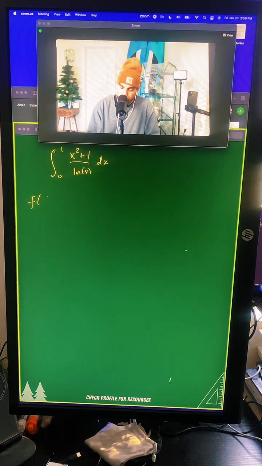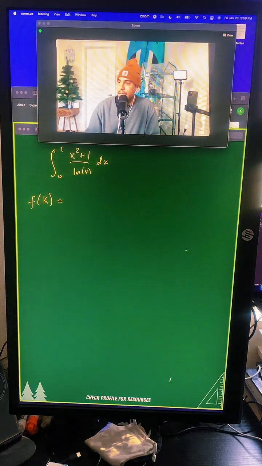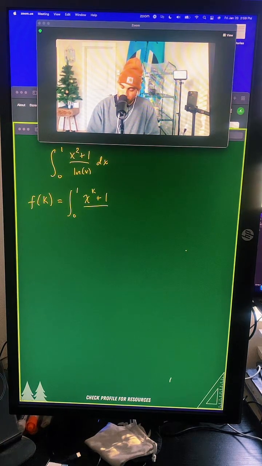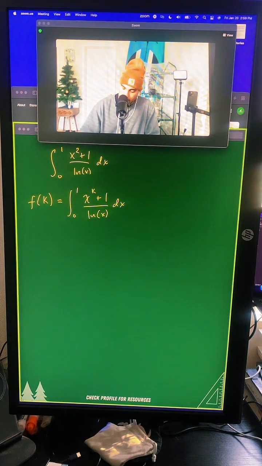So we're going to start off by creating an equation. Some people use alpha, but I'm just going to use k, so we can definitely visualize the difference here. Okay, so I'm going to go ahead and recreate this and look at what I'm going to change. Instead of the power of 2, I'm going to change that to a k, plus 1 over natural log of x dx.